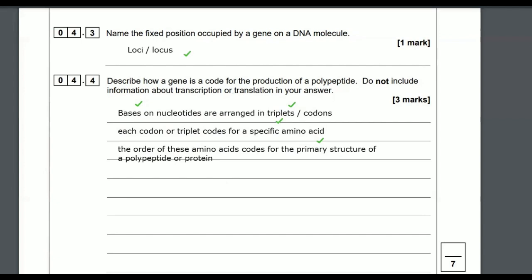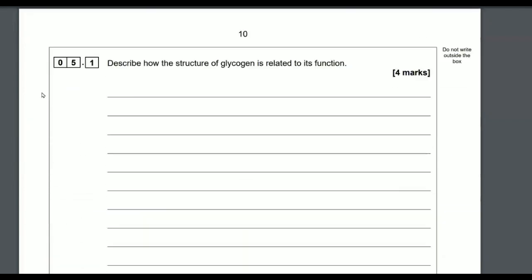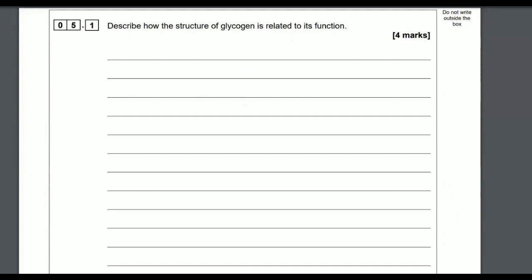Lovely jubbly. I mean, the mark scheme is super generous on this one. They give you a mark for saying bases and a separate mark for saying triplets. So if you just said bases arranged in triplets, you actually get 2 marks, which is a bit crazy. But that's biology for you. Sometimes the mark schemes are really tough, and sometimes they're a bit more generous on certain questions.